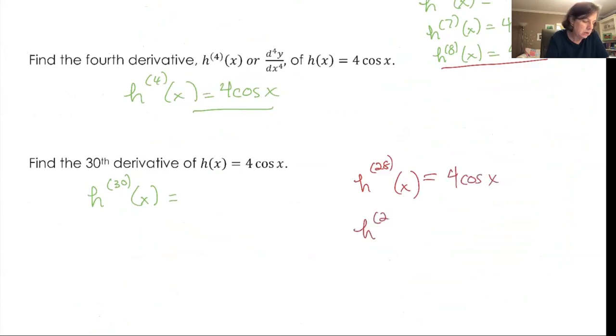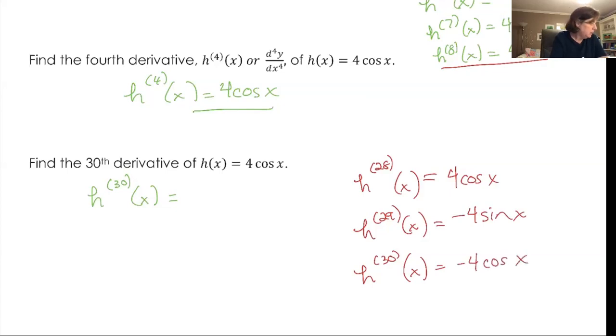And then the 29th derivative and the 30th derivative. So the derivative of 4 cosine x is the minus 4 sine x. And the derivative of that is minus 4 cosine x. So the answer here is minus 4 cosine x. Kind of cool how it's cyclical like that.